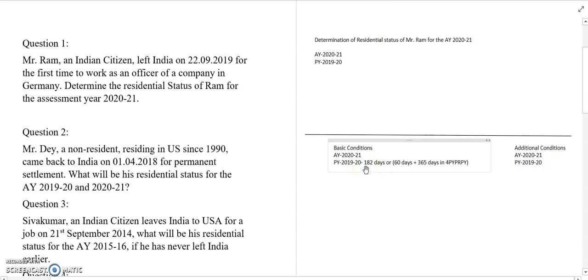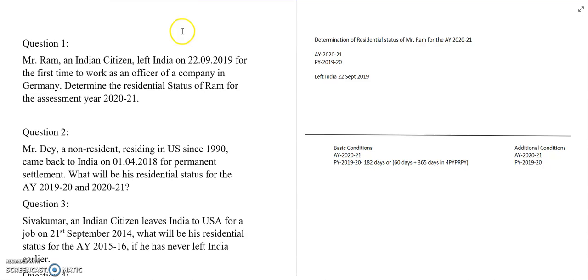The next task we have to do is check whether he satisfies at least one of the basic conditions. First let's check whether his stay in India is for at least 182 days in the previous year, which we will get from the question. So once again go and read the question. Mr. Ram, an Indian citizen, left India on 22/9/2019 for the first time. That means he was in India till 22/9/2019.